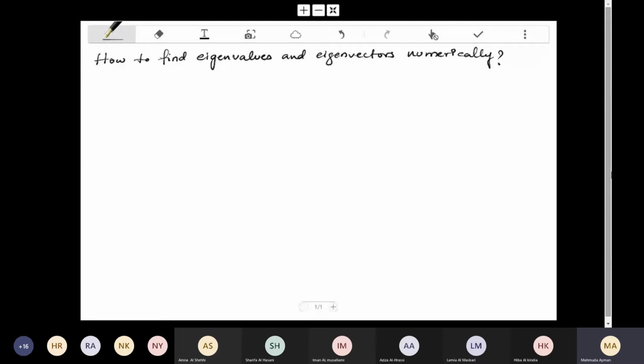So here we are, as I told you in the previous lecture, we will learn how to find out eigenvectors and eigenvalues numerically. One of the most common methods used for finding eigenvalues and eigenvectors is the power method, which finds the largest eigenvalue in magnitude.